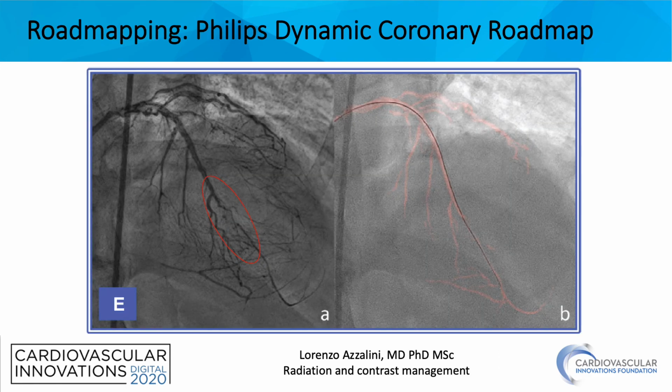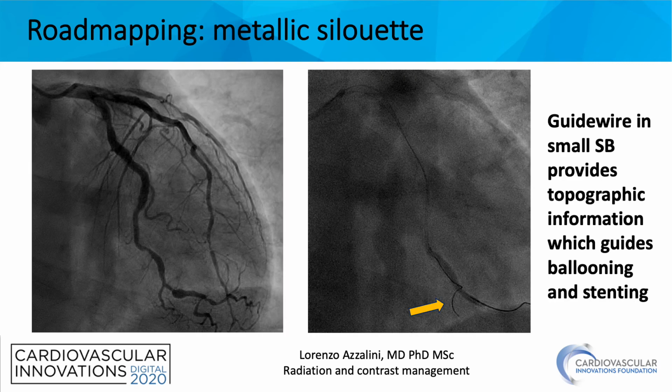This is a software made available by Philips called Dynamic Coronary Roadmap that allows us to follow the roadmap during our wiring attempts, or we can achieve the same result by wiring key side branches, and this will provide topographic information that will guide ballooning and stenting.